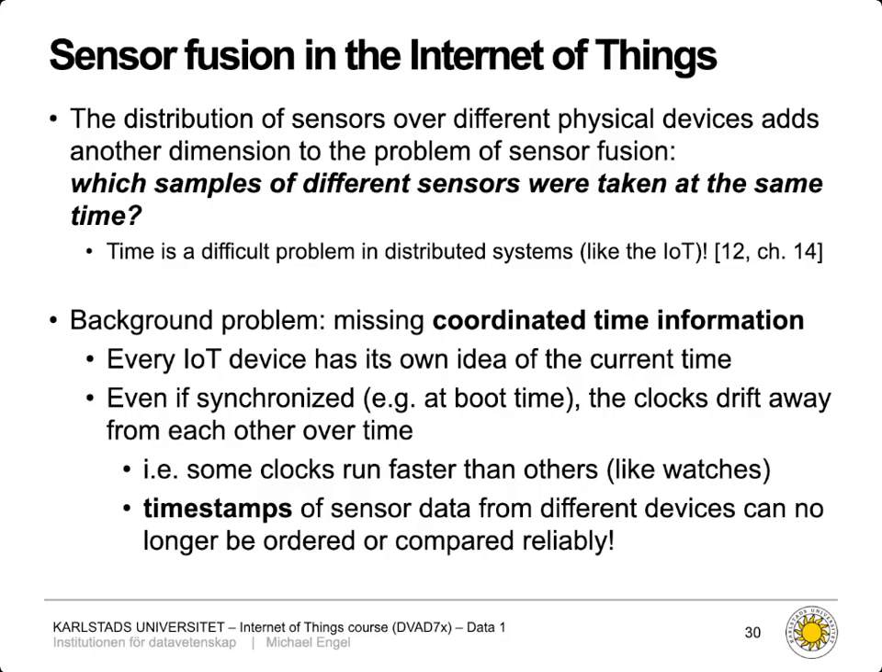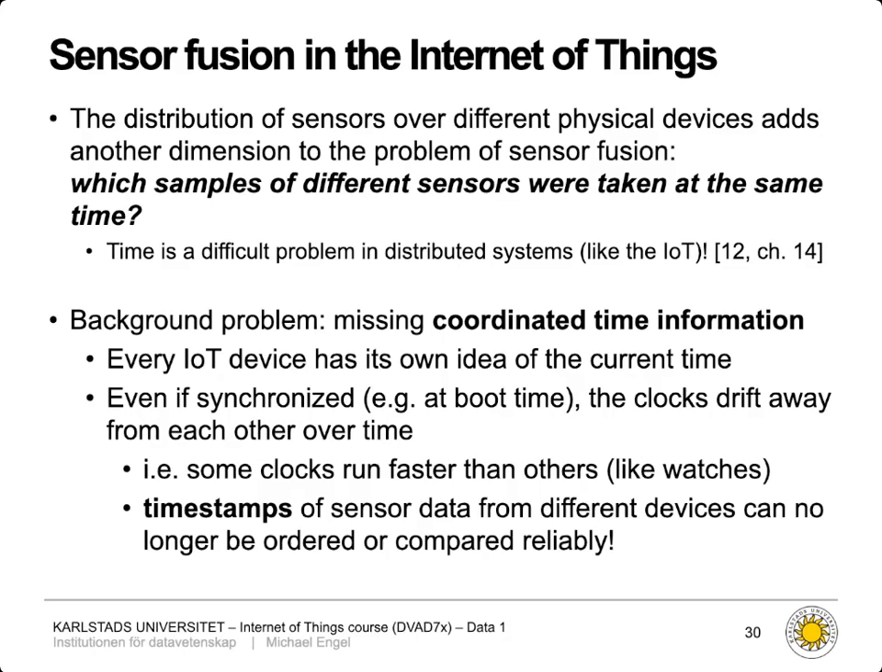So time is a very difficult problem in distributed systems like our IoT, and I would like to refer you to the Distributed Systems textbook by Coulouris and colleagues, which is one of the standard textbooks on distributed systems. Chapter 14 gives you much more detail about time in distributed systems than we can do in the amount of time available here. So the general problem we have is that in a distributed system, we are missing coordinated information about the current time.